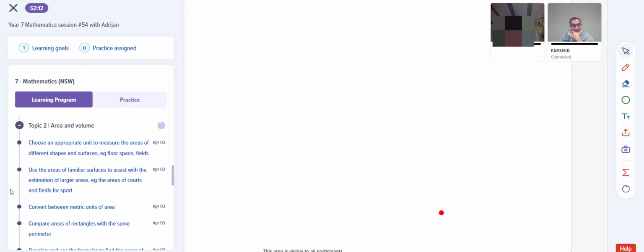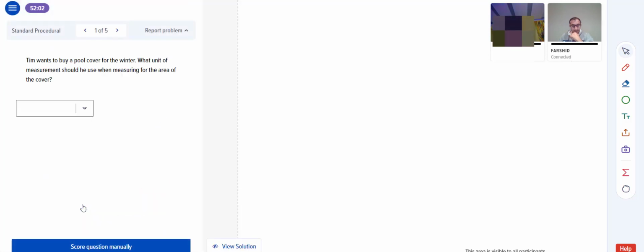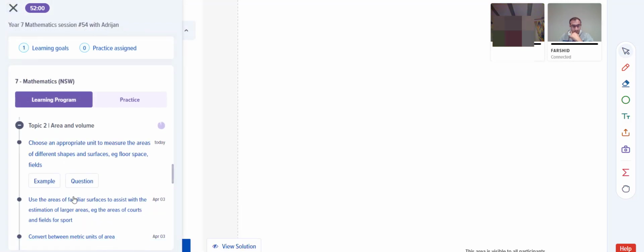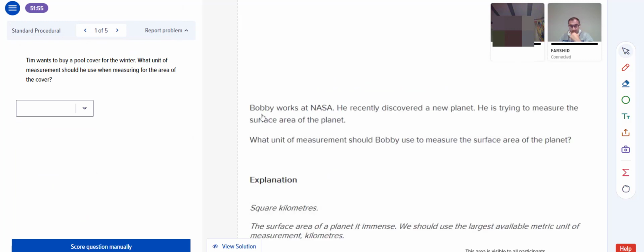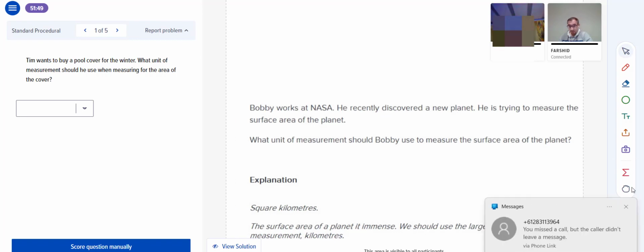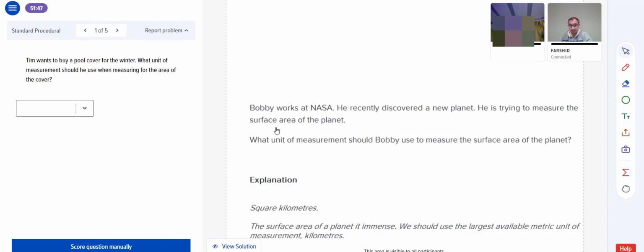So now we can see that we want to choose an appropriate unit to measure the areas of different shapes, surfaces. Maybe we can start with an example. Bobby works at NASA. He recently discovered a new planet. He's trying to measure the surface area of the planet. What unit of measurement should Bobby use to measure the surface area of the planet?